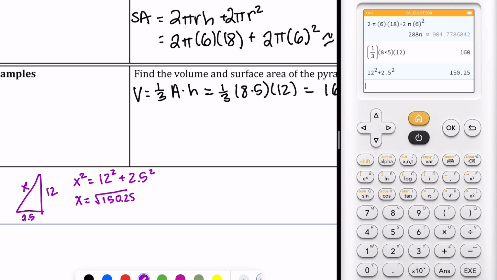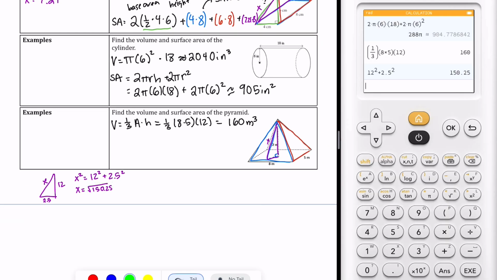The reason I'm keeping it in square root form is just because I still have quite a bit of calculations to do before I'm doing the final calculation of adding up all the areas. So since I don't want to go way back and have to go up to grab that value, I'll just keep it in square root exact form, so it'll be ready to go.